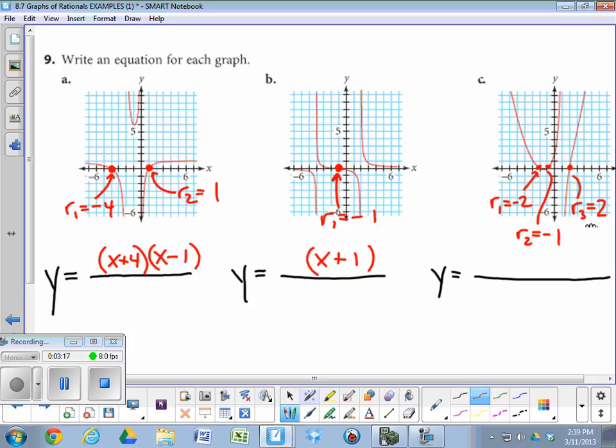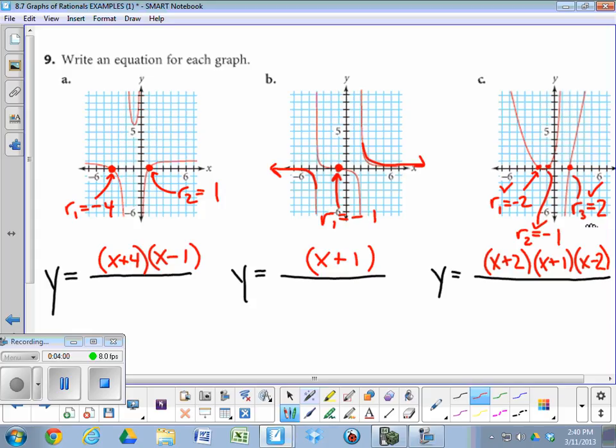X plus 1. And how many does C have? 3. By the way, somebody thought it hit over here. It just goes forever like this, meaning it has what kind of asymptote? Horizontal. That means it's going to be bottom heavy. Remember that? Bottom heavy. In C, tell me what the whole top's going to look like. X plus 2, that takes care of this. X plus 1, that takes care of that. X minus 2, that takes care of that.